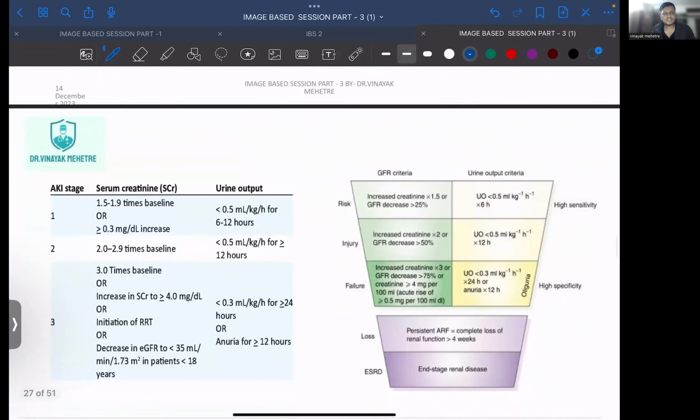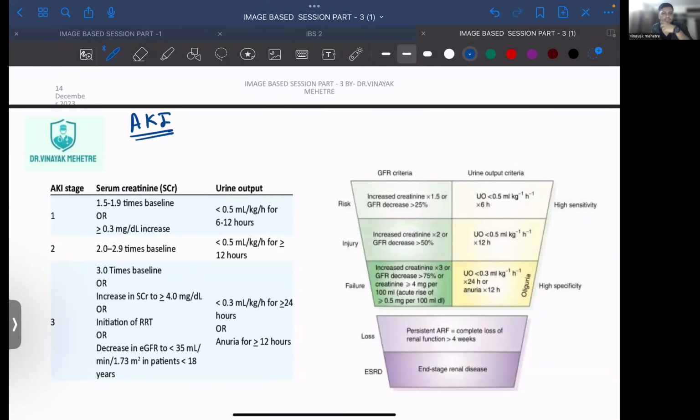Now that was the syndromes. Now if you remember, we divide these patients into two categories. One is AKI, acute kidney injury, and second one is CKD. Right, you study AKI and CKD in medicine, chronic kidney disease and acute kidney injury. Now AKI is classified by which category?